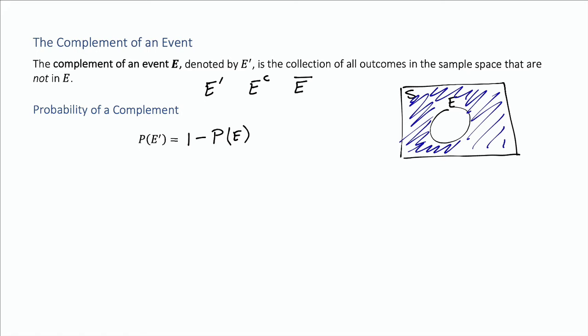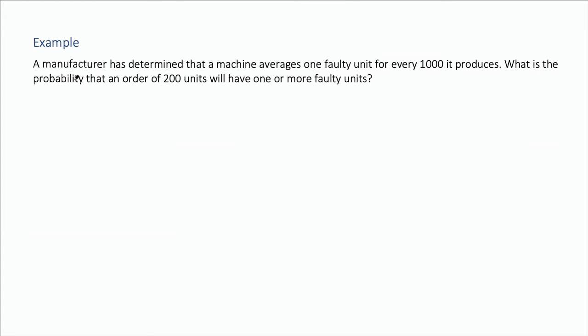Let's look at an example. A manufacturer has determined that a machine averages 1 faulty unit for every 1,000 it produces. What is the probability that an order of 200 units will have 1 or more faulty units? Okay.